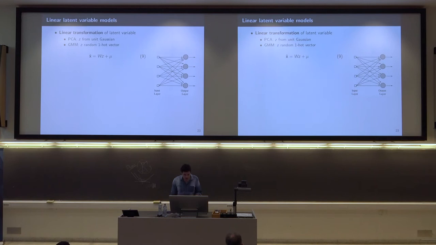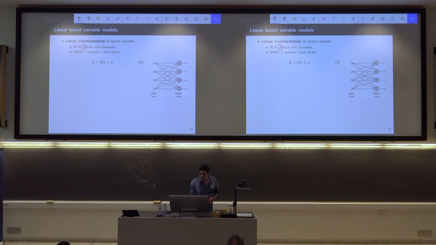All right. So these two simple approaches have something in common. They are both linear transformations starting from a latent representation. So the latent representation you got is Z. In the first case with mixture models, it's just a random one-hot vector. So it just says which component we should choose. In the second case, there's a linear transformation starting from a unit Gaussian. Okay? In both cases, it's a linear transformation.